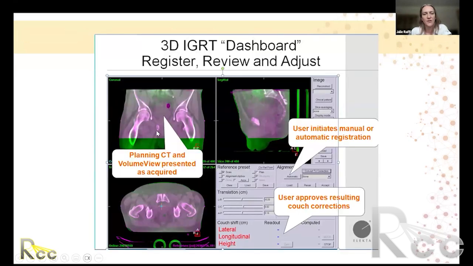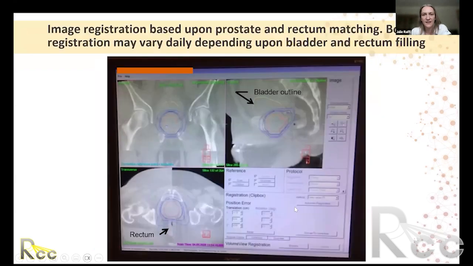Here's another screen capture showing a planning CT blended with a cone beam CT. We would blend and compare the planning image with the acquired image, and then the user would perform a manual or automatic registration process. And you'll see on the next slides, we're showing that we're aligning based on prostate and rectum matching.